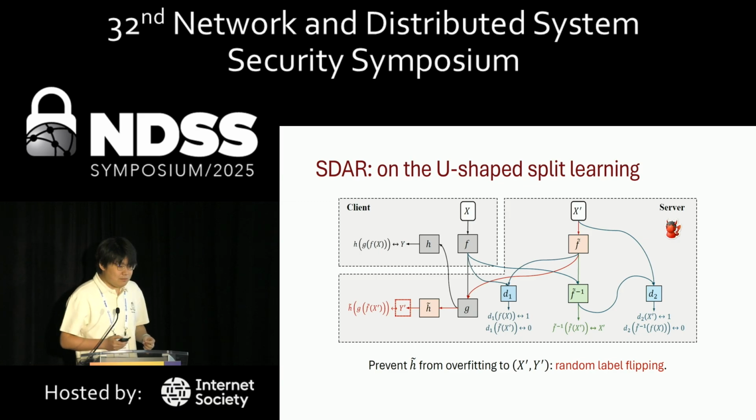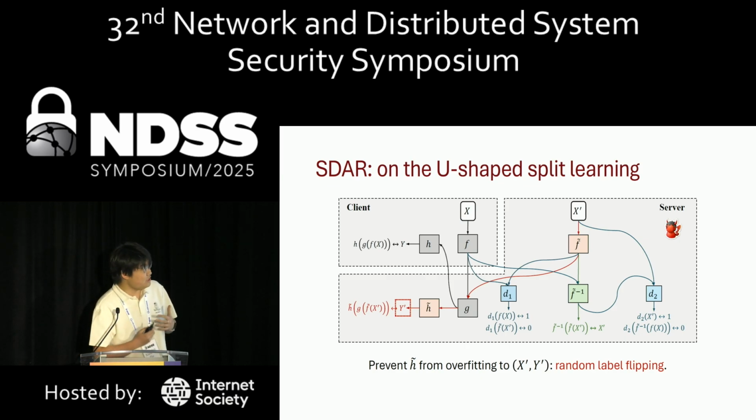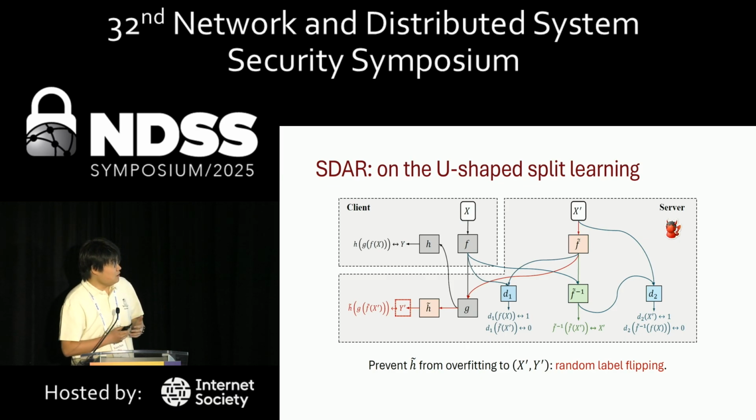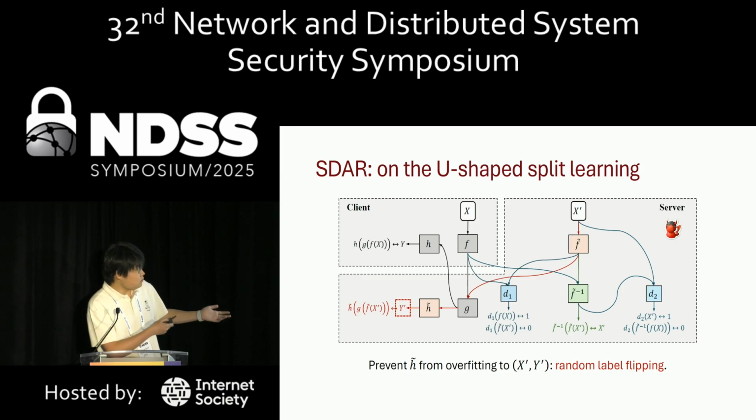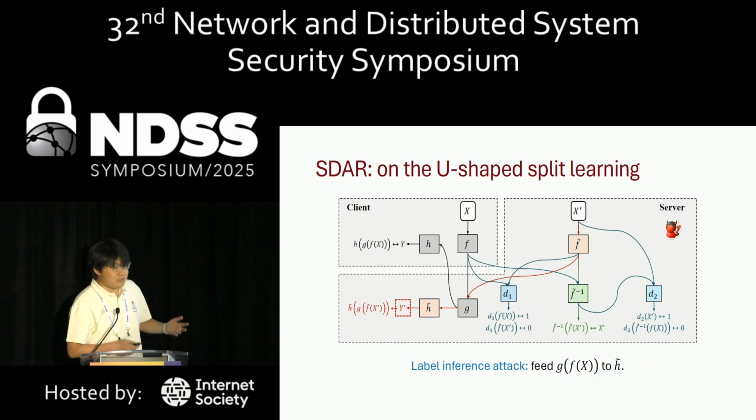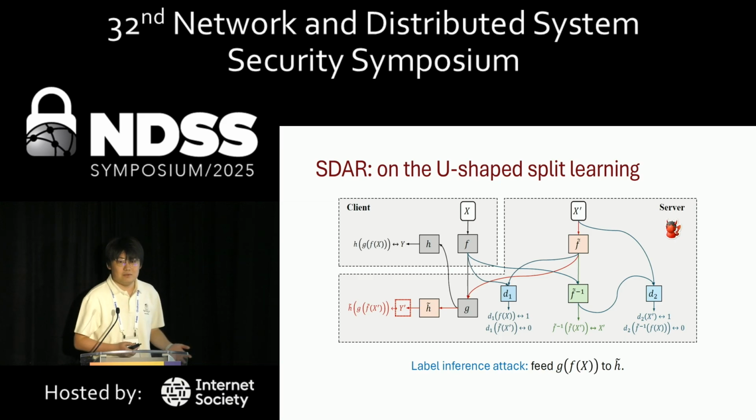So we apply random label flipping on the y prime labels when we train tutor H, so that it will learn the general representation that will work with G, rather than overfit to x prime, y prime. And it turns out this is also useful when we do label inference attack. We just need to feed the G(F(x)) to tutor H, and if tutor H is really working well and behaves like H, then that is a valid reconstruction of the labels.